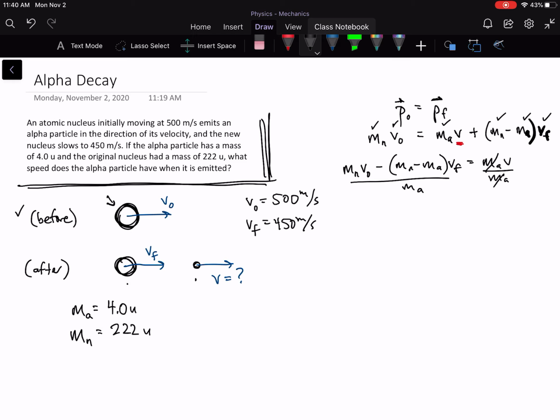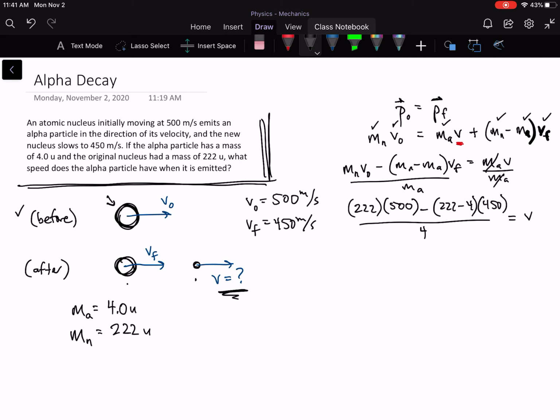So the mass of the original nucleus is 222. Initial velocity is 500 meters per second. Then 222 minus 4 for the daughter nucleus mass times 450 meters per second. All divided by the mass of the alpha particle, which is 4 atomic mass units. And that's going to be equal to the velocity of that alpha particle, right? What we're looking for in this problem.